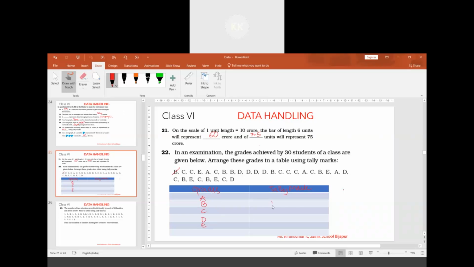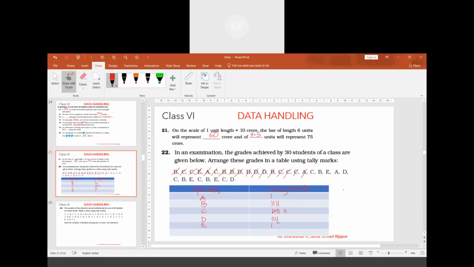B, I have to mark a vertical line here. Then C, C, E, A, C, B, B, D, D, D, D, B, C, C. Now the fifth line has to be vertical. No, it should be slant.